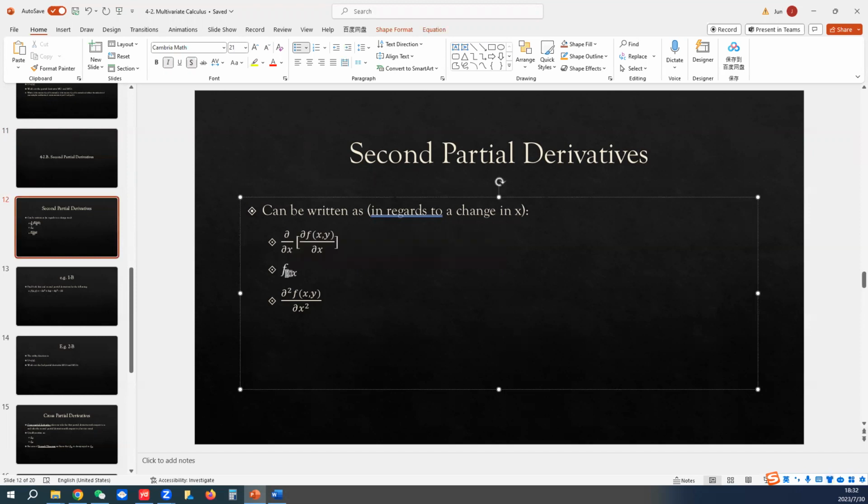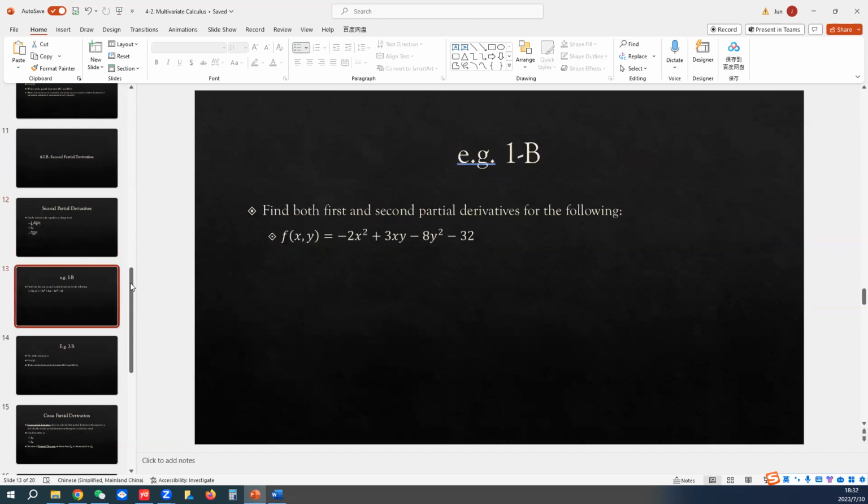fxx, that means previously we have f partial on x, which is the partial derivative of f on x with respect to x. That's this highlighted term in the square parenthesis. And then you derive this with respect to x once again. That's why it's f partial on x once, and then partial on x for the second time. Okay, so now let's look at the calculation of it.